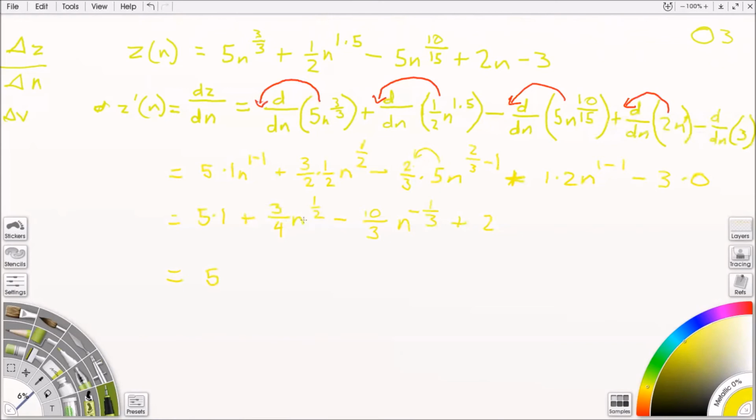Now, n to the power of half, anything to the power of half can actually just be converted into a square root, into the root of that. So we'll show that. 3 over 4 square root n. Depends how you like it. I prefer this, but I would say this is further simplified, this is better.